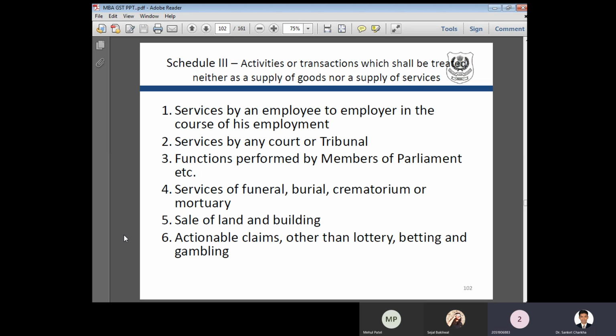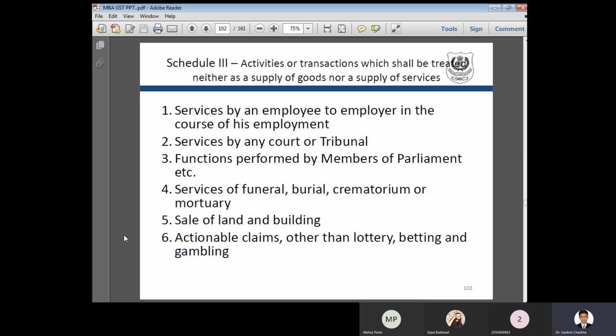Now schedule number 3. Activities or transactions which shall be treated neither as a supply of goods nor as a supply of services. So which are the various activities? Now इसके पहले हमने सारा क्या देखा था कि कौन से goods है और कौन से services है. Now we are moving towards which are the various types of activities or various types of transactions which are neither goods nor services.